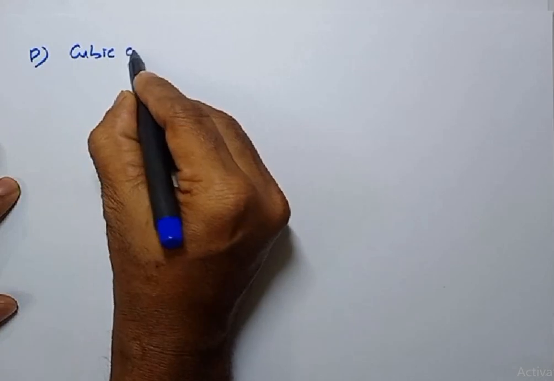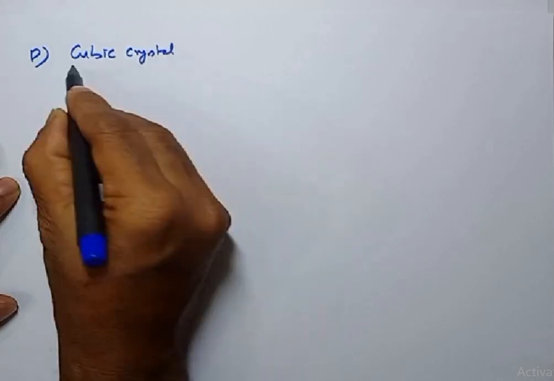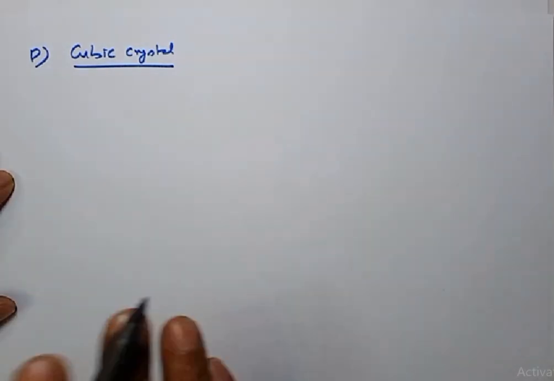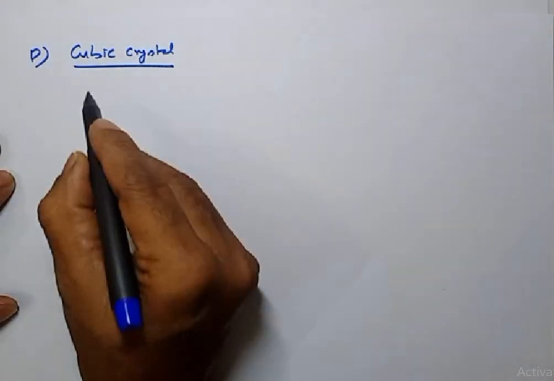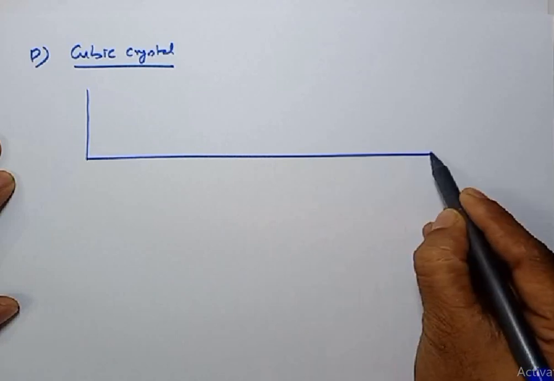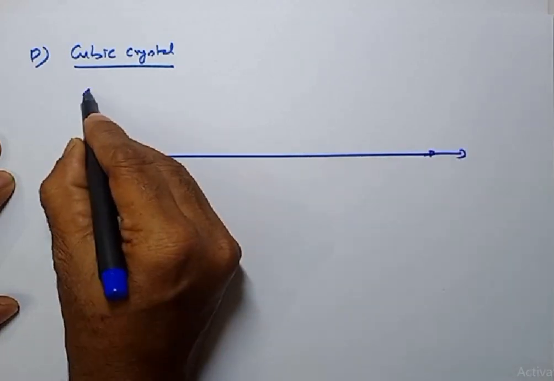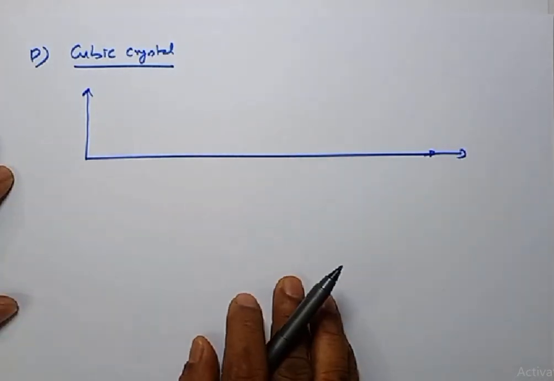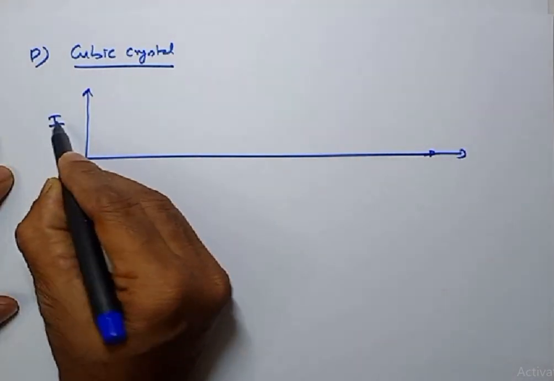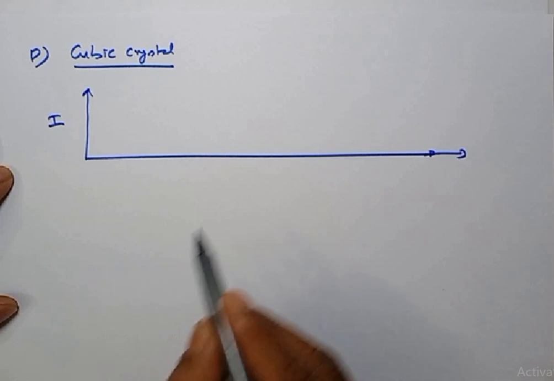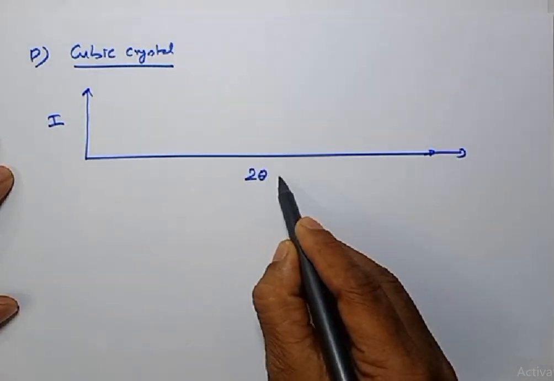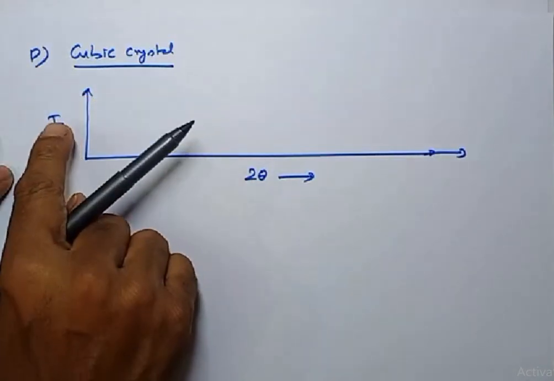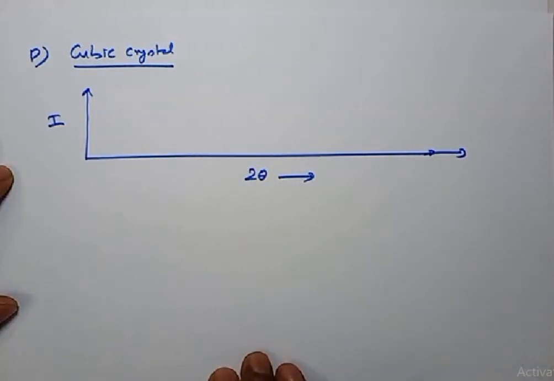I don't know whether it is simple cubic, BCC or FCC. We don't know. We are going to find out the values. Now I'll record the XRD spectrum, also called XRD pattern. You are not supposed to say spectrum, it is XRD pattern. We plot intensity on the y-axis and 2 theta values on the x-axis. In XRD we plot intensity versus 2 theta.